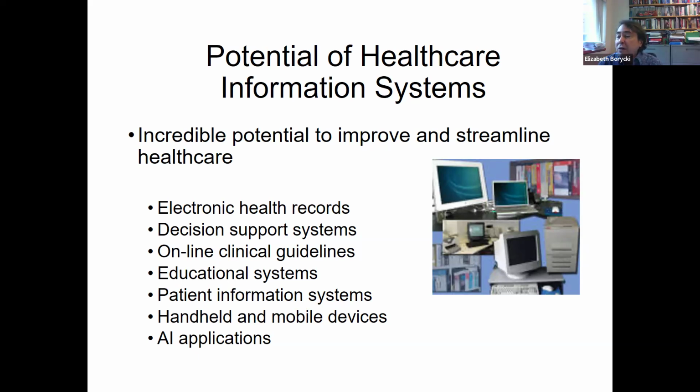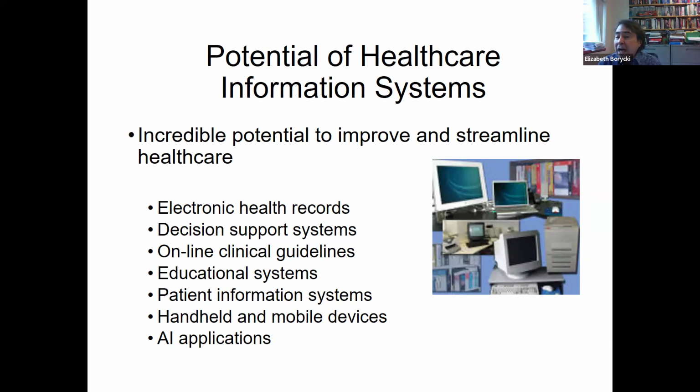And the list there shows all the different types of systems. We've worked with all of them with the methods I'll talk about today, beginning with electronic health record innovations, decision support systems. I'll talk about that next week when we have some case examples. Online clinical guidelines, a variety of educational systems in healthcare for both health professional education and lay people. Patient information systems that were designed specifically for access by patients.